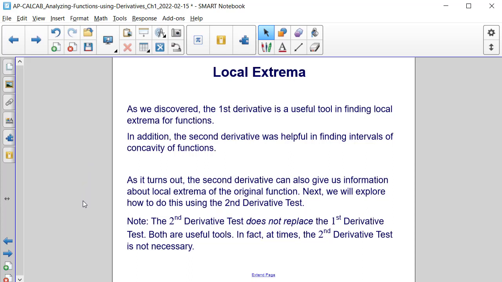It's worth noting that the second derivative test does not replace the first derivative test. Both are useful tools. In fact, at times, the second derivative test isn't even necessary.